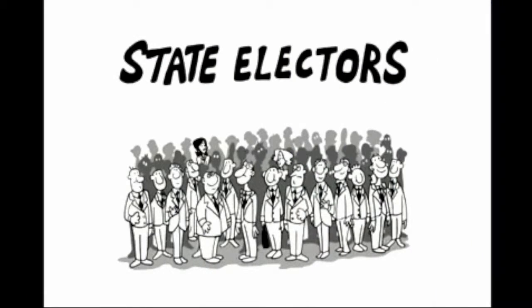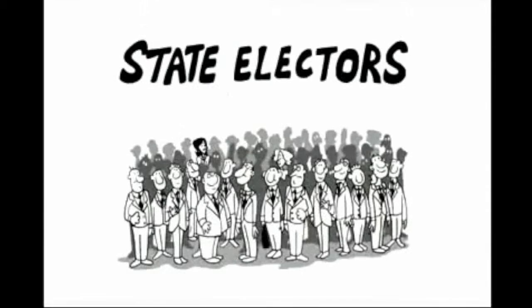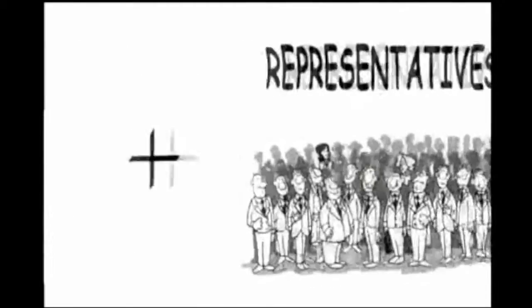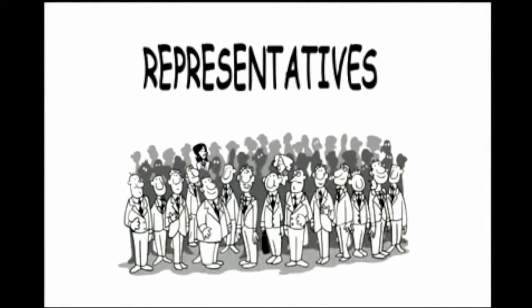It gives each state a number of elected representatives, called electors, who formally select the President and Vice President of the United States. The number of electors in each state equals the number of its congressional senators, which is always 2, plus the number of its congressional representatives, which is different for each state and depends on its population.